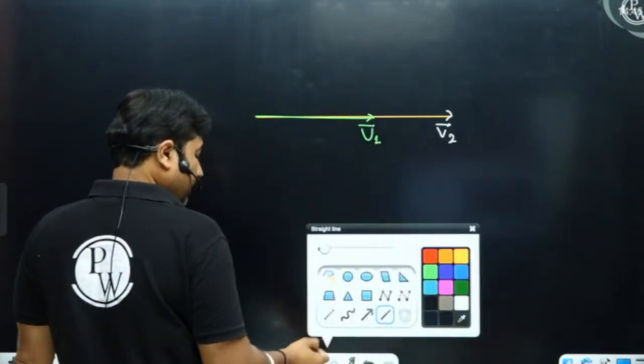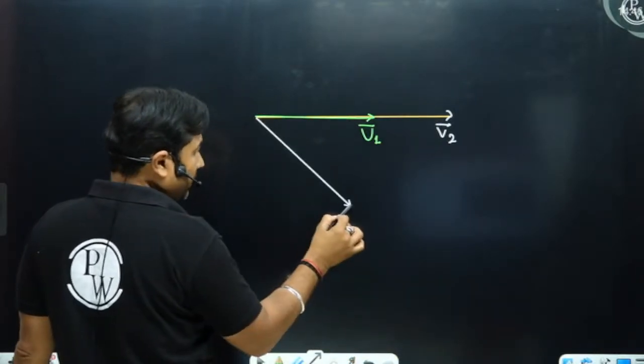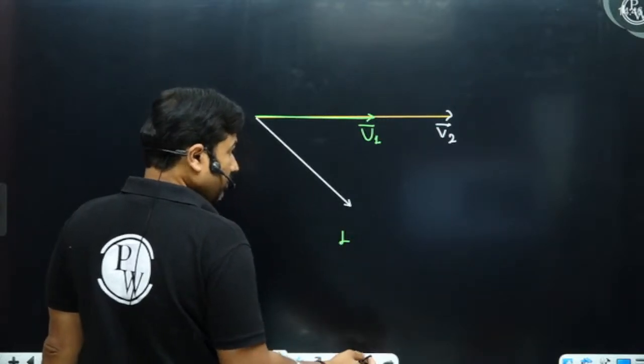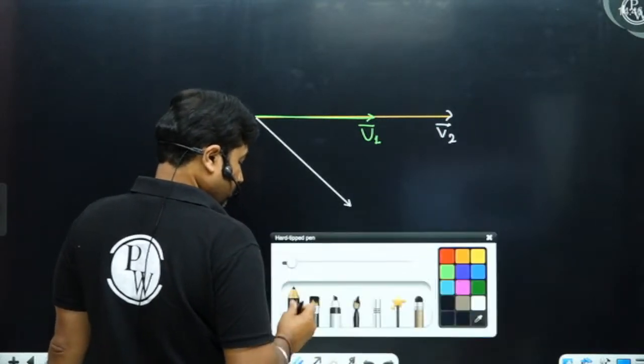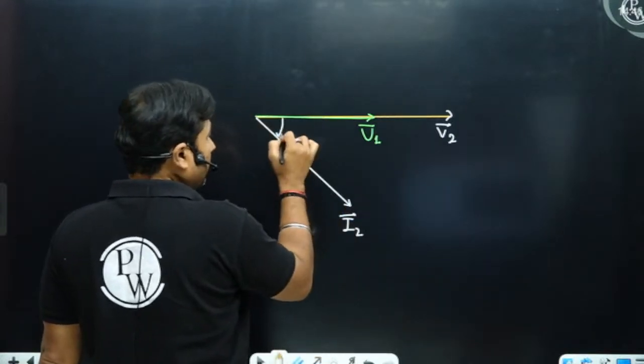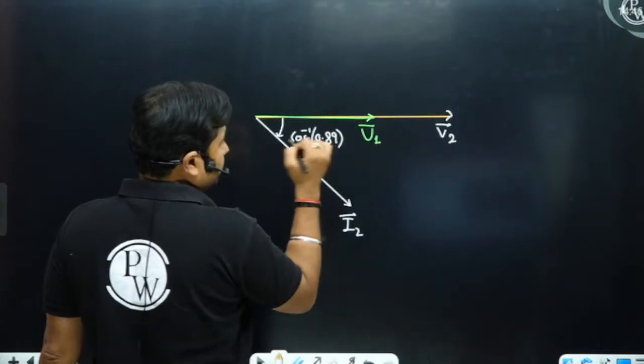Yes, sir. Current I2 lags voltage V2 by an angle of cos inverse 0.89. Yes, sir.